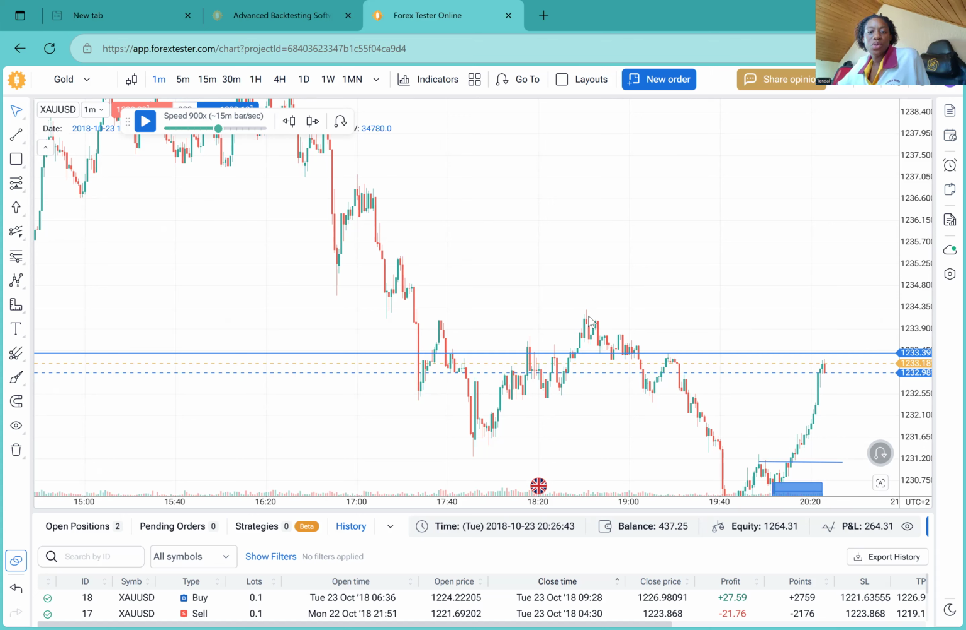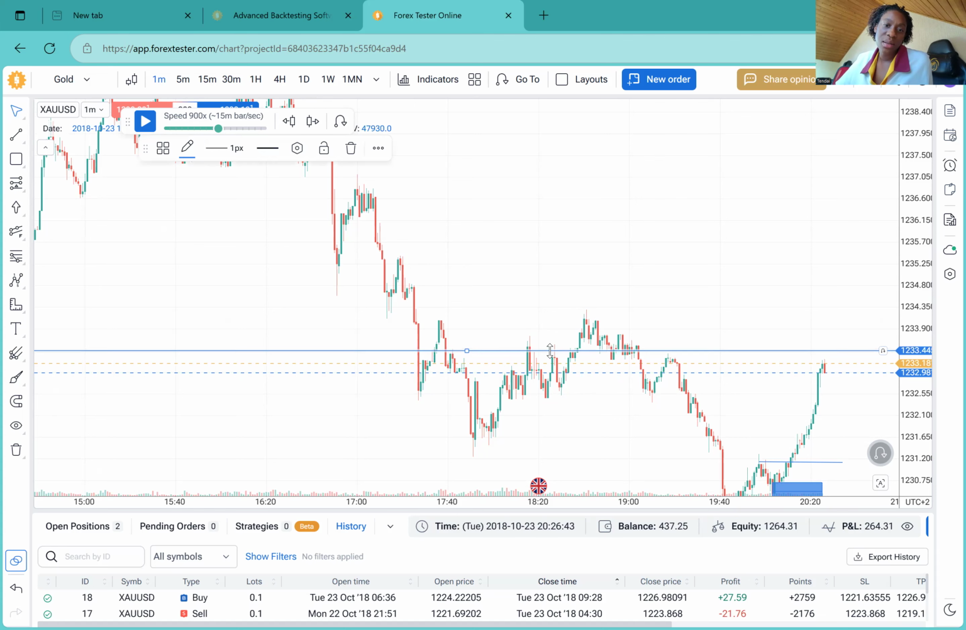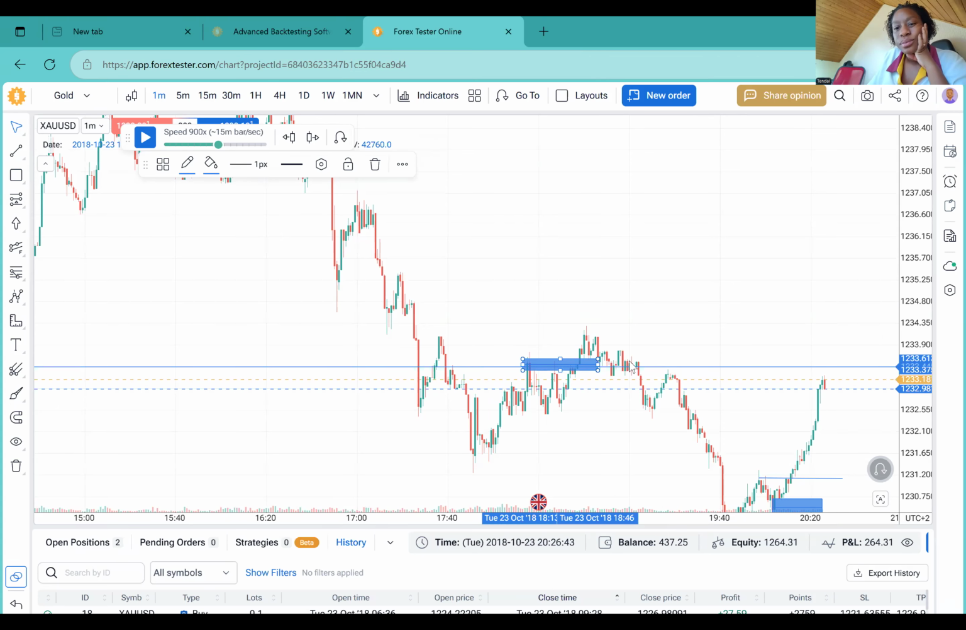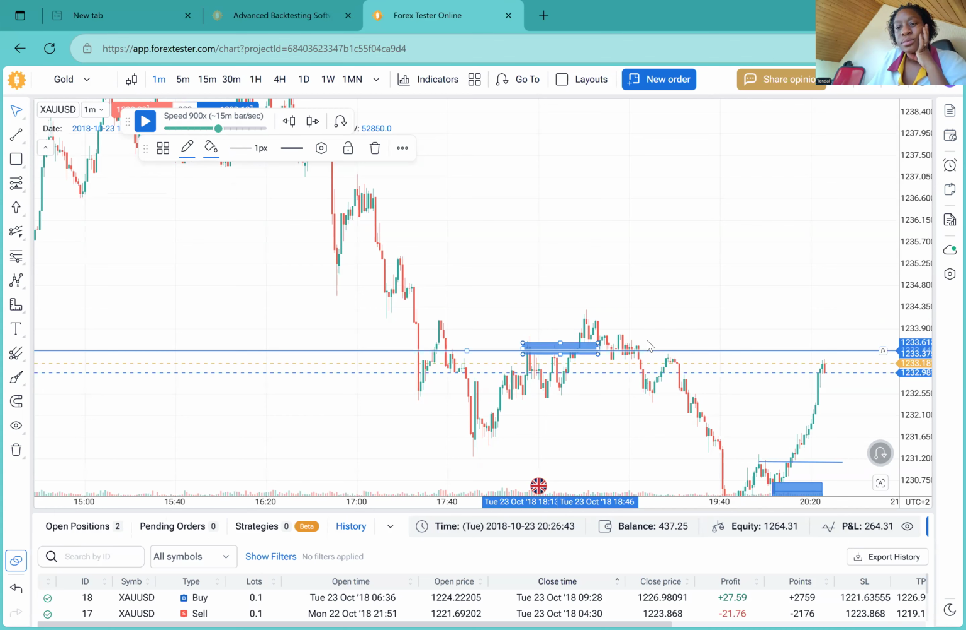So as soon as it broke, remember, we don't buy straight away. So these highs were broken, right? These highs were broken. It came down. So when it came down, it broke again this. So here, remember, we always mark our support zones. So it broke again this area. Retested it and went down.